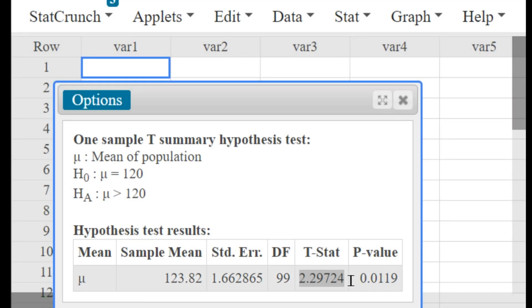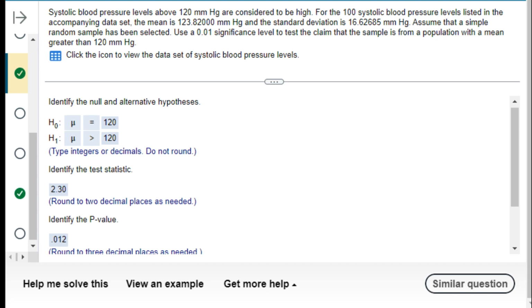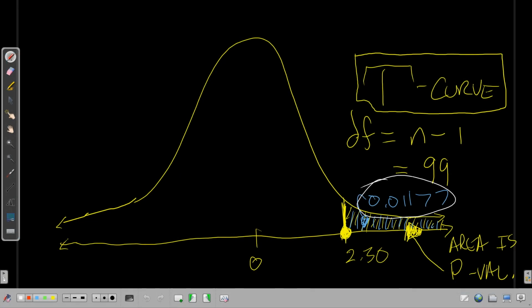And their p-value was 0.0119. And that is naturally going to be a little off from what I had, because when they calculated their p-value, they did so with the test statistic 2.29724. So they didn't do any rounding.